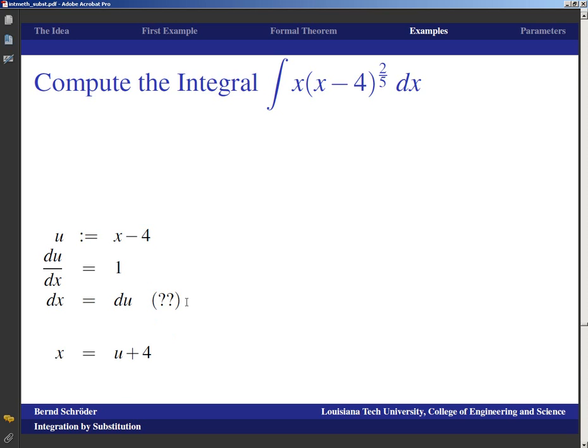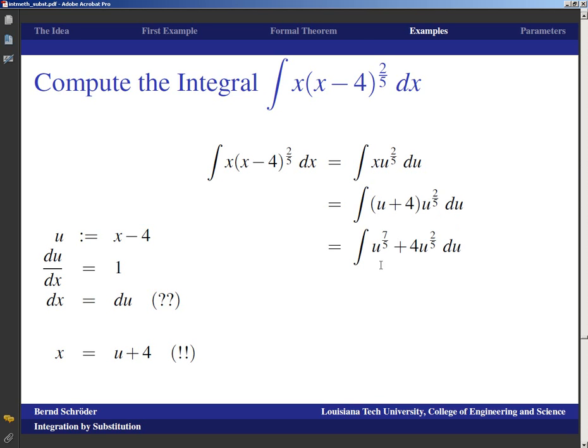Well, it does, because we can still get rid of the x, and x is equal to u plus 4, and that really is the key to this problem. So sometimes if you just have something linear inside an ugly function and then other stuff on the outside, you can just solve for x in terms of u and replace the x. So that is what happens here. The integral x times (x minus 4) to the 2/5 is the integral of x times u to the 2/5 du, which is the integral of (u plus 4) u to the 2/5 du. And now we just multiply things out, and this is the integral of u to the 7/5 plus 4 times u to the 2/5.